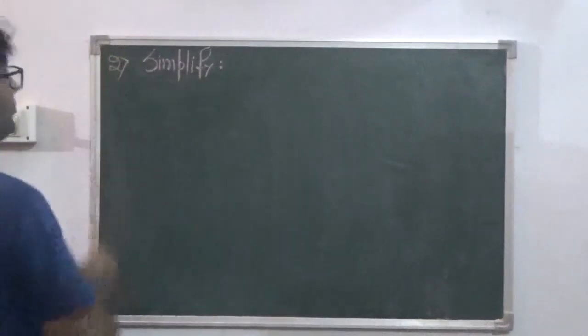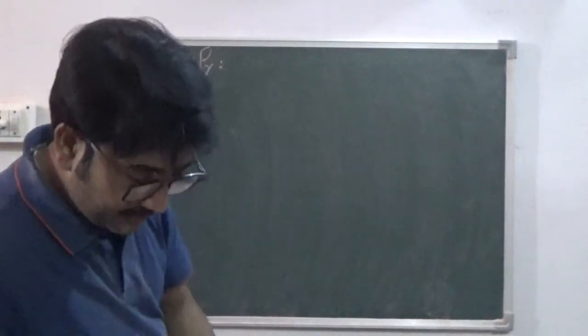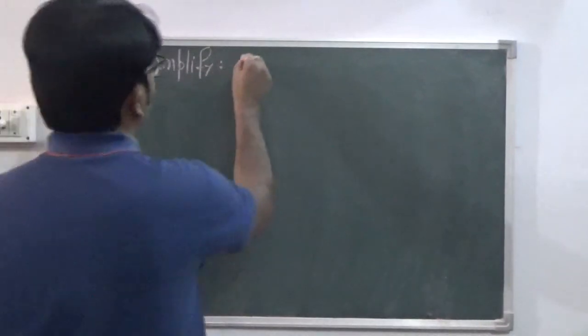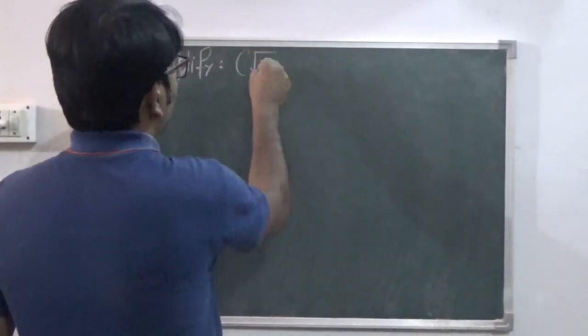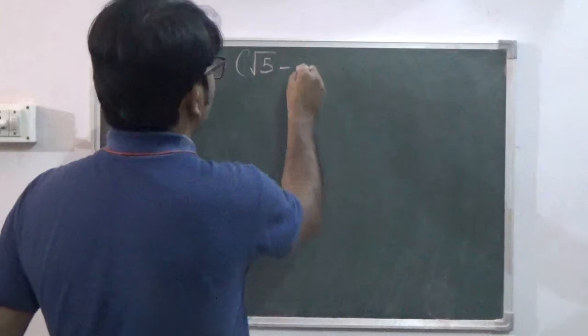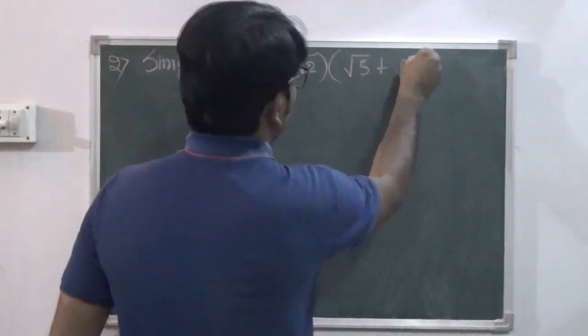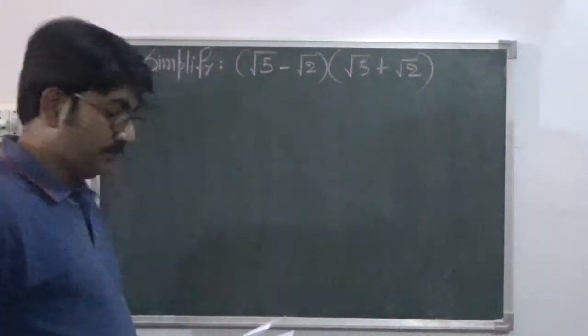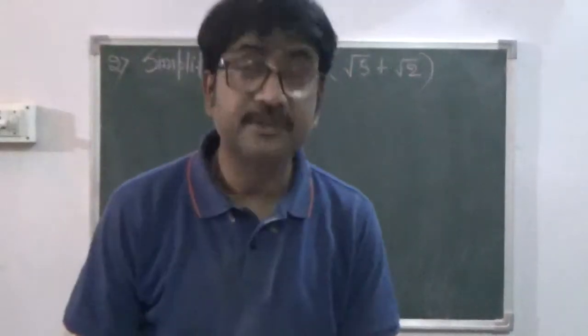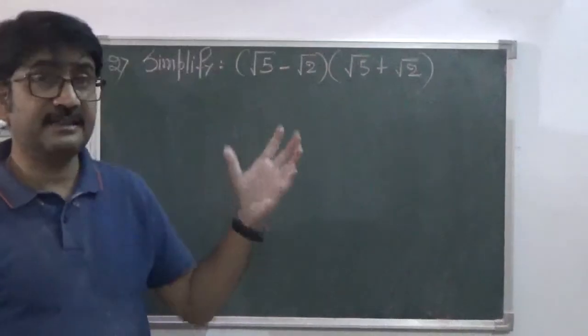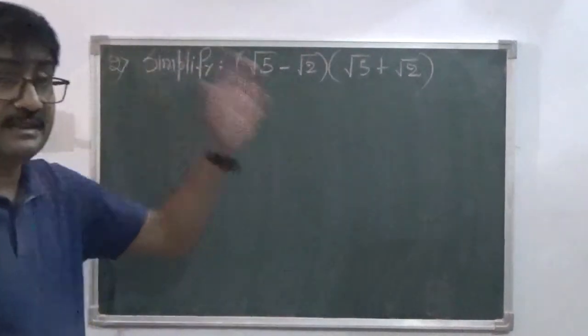The second question is also simplify, and the question is root 5 minus root 2 into root 5 plus root 2. So can you identify anything from this question? Did we discuss anything related to this type of numbers? Yes.